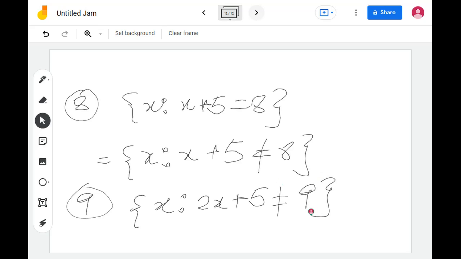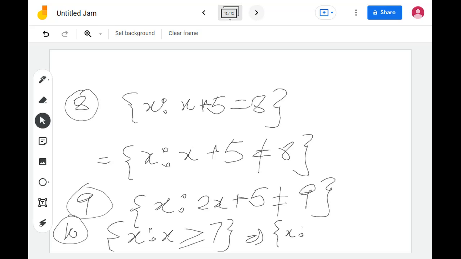Now we are shifting to the 10th part of this question. So the 10th part is x such that x, this is the question of the 10th, and the answer is x such that x is like this, equal to 7. Okay, this is the answer of the 10th part.